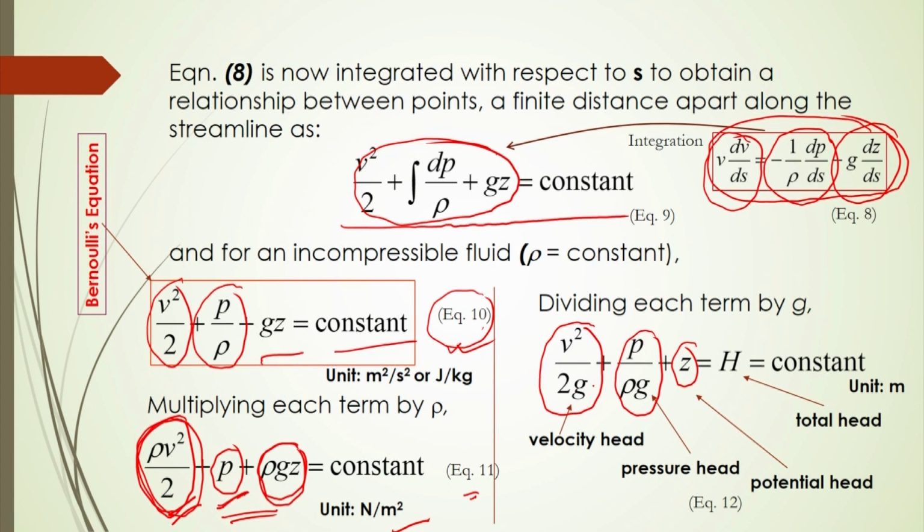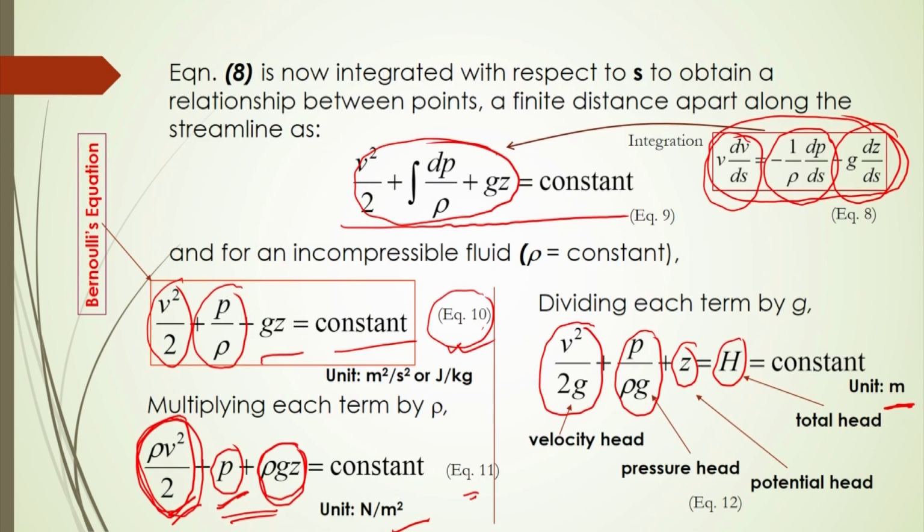So, v square by 2 g is nothing but a head, H is called head. v square by 2 g is called the velocity head, p by rho g is the pressure head, and z is the potential head. The unit for each of these terms is meter only, so that is why you can say this is the head. The summation of these three heads is called the total head. Now, this total head will be equal to a constant. So this is one form of Bernoulli's equation.